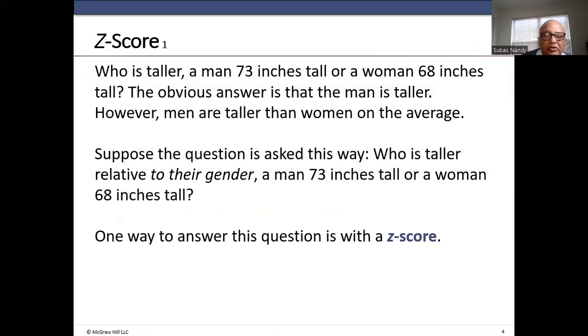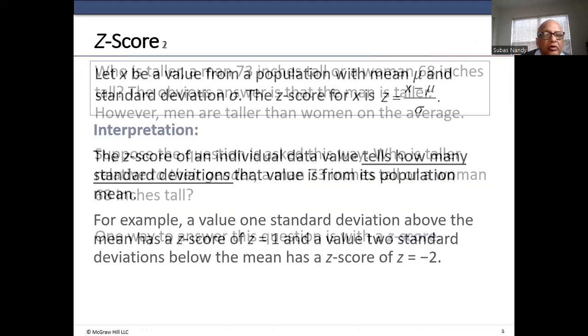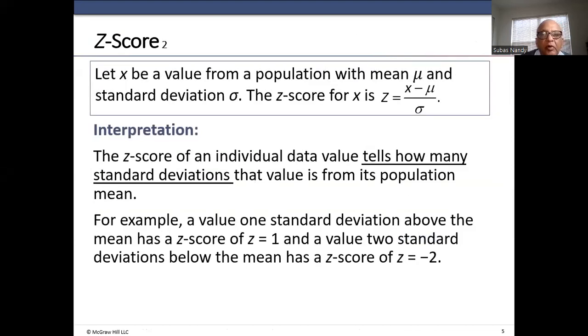One way to answer this question is with a Z-score. Let X be a value from a population with mean mu and standard deviation sigma. Then the Z-score for X is given by the difference of X from the population mean, or the deviation of the value X from the population mean, divided by sigma. So Z gives you a measure of how many standard deviations above the mean the number X is located. If Z is negative, it indicates how many standard deviations below the mean X is located.